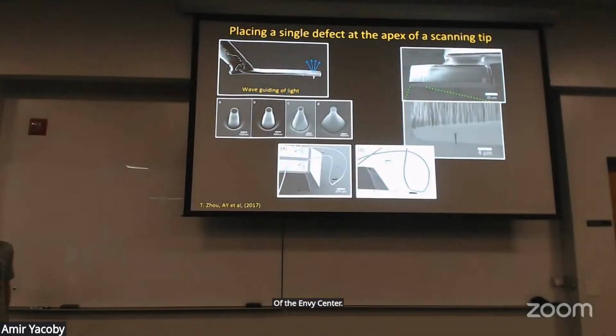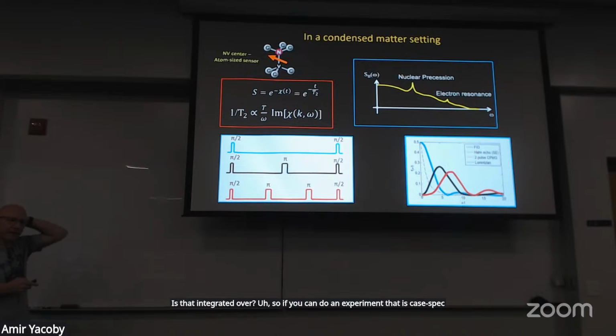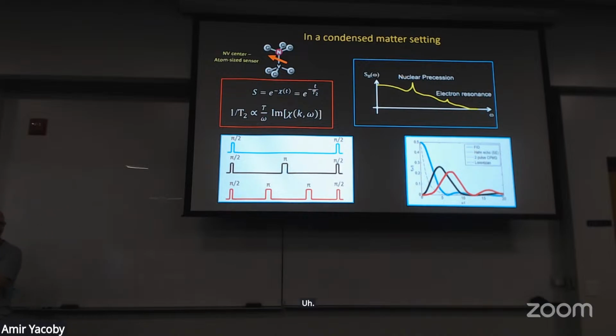Sorry, yeah. K over there as well. So is that integrated over? So if you can do an experiment that is case specific, you'll see. So we are going to have a bandwidth in K and a bandwidth in frequency when we're probing a particular magnet coming soon.